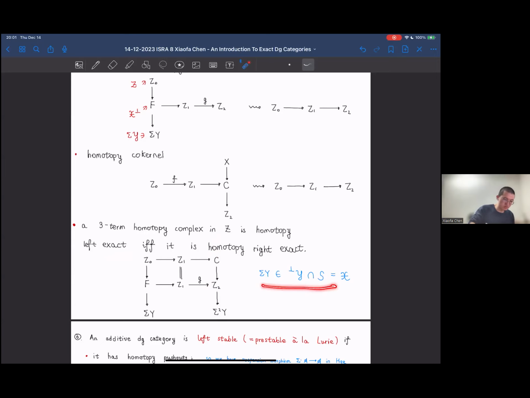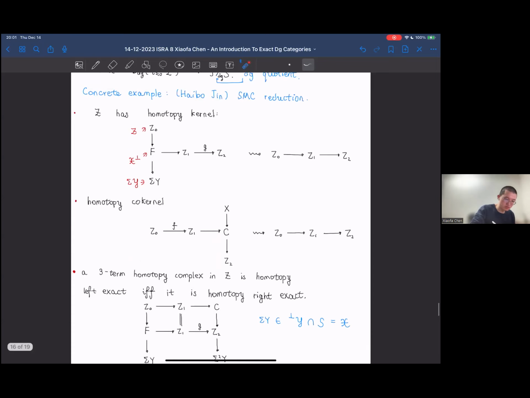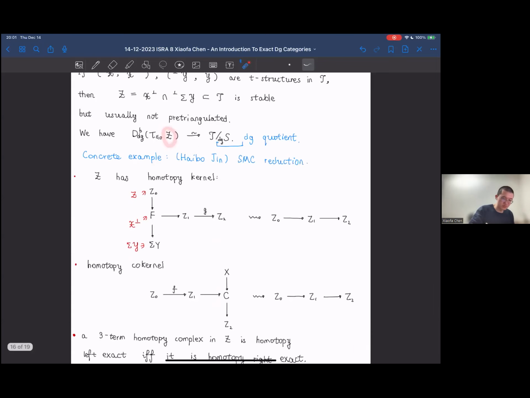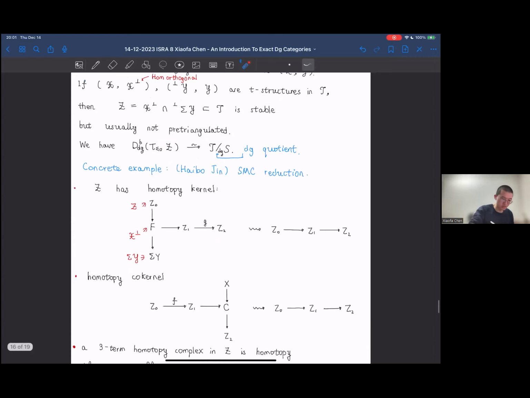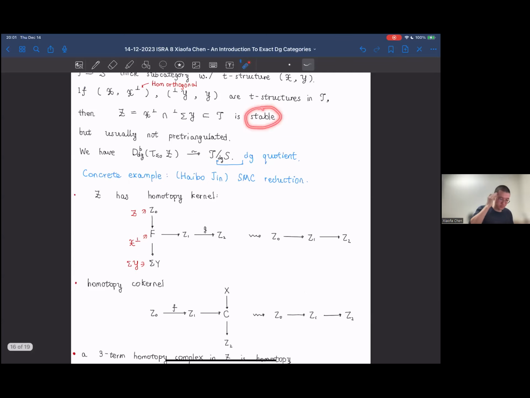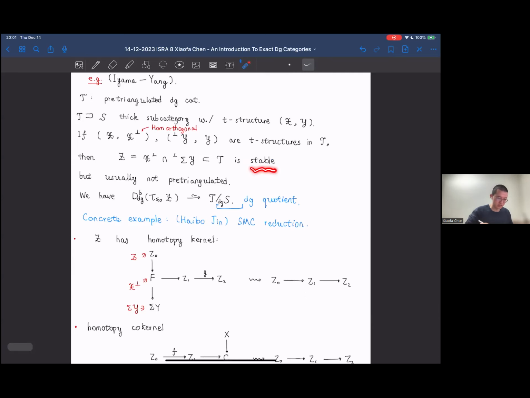So this Z is homotopy stable, and so H0 of Z is triangulated. So here we obtain the triangle structure of H0 of C in terms of this exact DG structure on that.